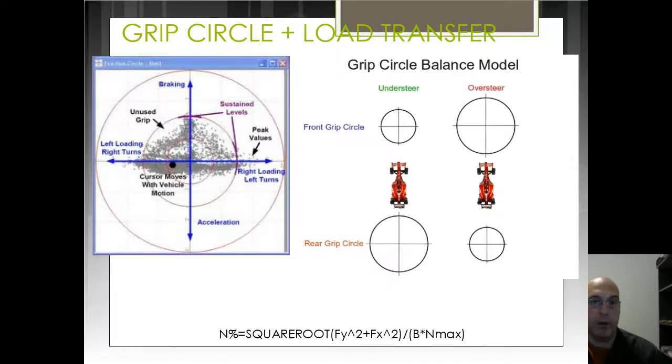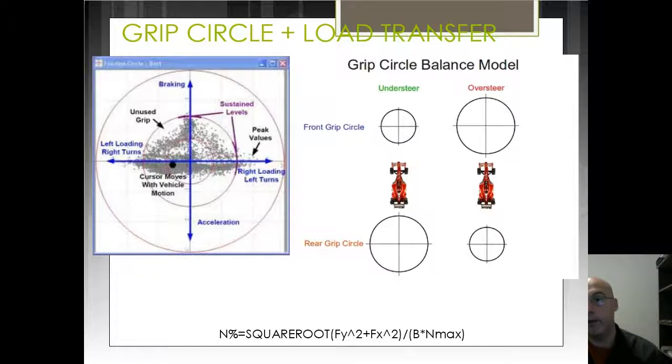Here I'm showing the grip circle, right? Another way to show understeer and oversteer is to show how the grip circle is bigger or smaller depending on the dynamic balance of the vehicle, whether it's accelerating or decelerating. And the grip circle means that the traction is the same for all directions.